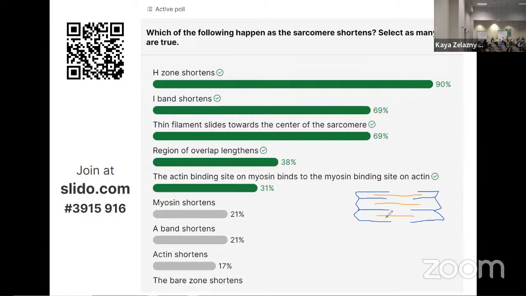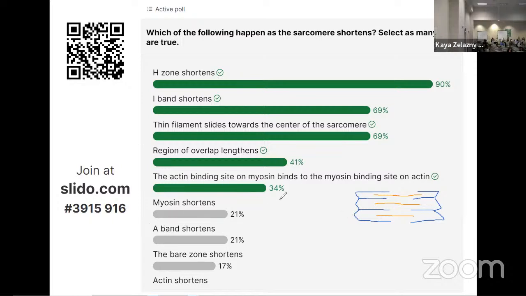So neither of these proteins physically become shorter when these filaments slide past each other. All that happens is that our areas of overlap change, right? So we just overlap them more, sliding those endpoints in when we want to contract our muscle. So that brings us to our zones. Neither the actin or the myosin, these thick or thin filaments, are shortening, but regions of overlap are changing in size.